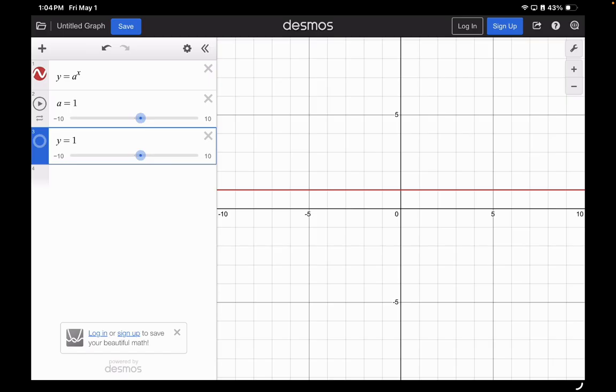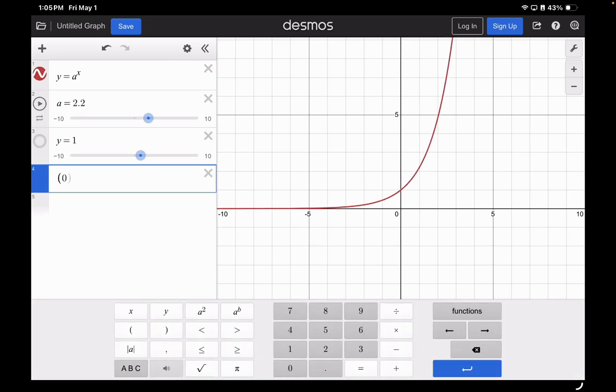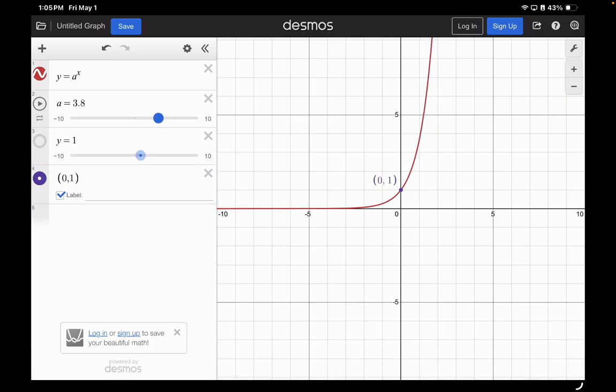So if a is greater than 1, then it has this sort of positive aspect, right? Do you agree these all have y equals 0 as an asymptote? Yeah. And it all passes through 0, 1. And as x goes to infinity, what is y approaching? Infinity. Yes.